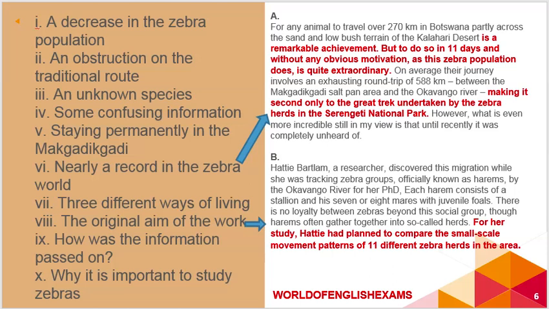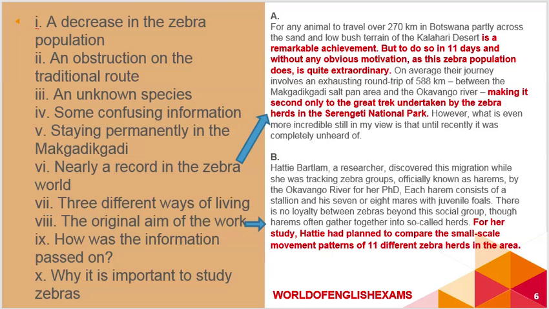Now, but to do so in 11 days without any obvious motivation, as the zebra population does, is quite extraordinary. Again, it's something that is related to achievement. However, did we get the meaning of nearly a record? So far we did not get it, and as we have seen, we finished reading the first two lines, but still we did not get it. Now let's proceed forward, and for your easy understanding, I have highlighted the key points in red. Now let's continue reading that.